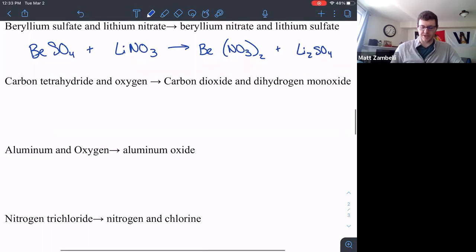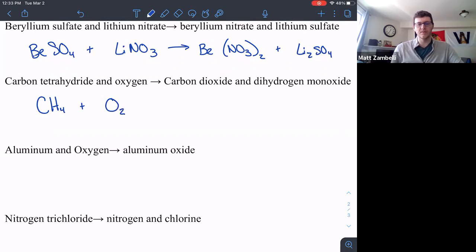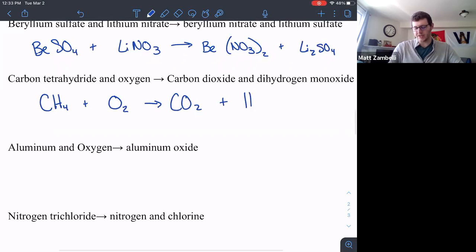In the next question, we have carbon tetrahydride. So it's going to be CH4. And oxygen's a diatomic, so it's O2. Making carbon dioxide, which is CO2. And dihydrogen monoxide, which is just water, or H2O.